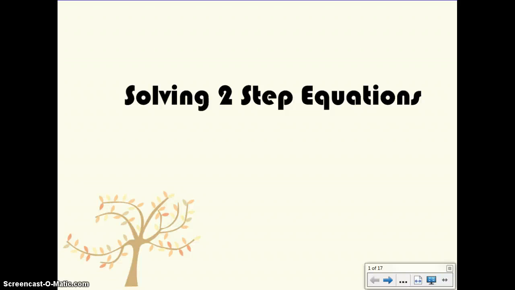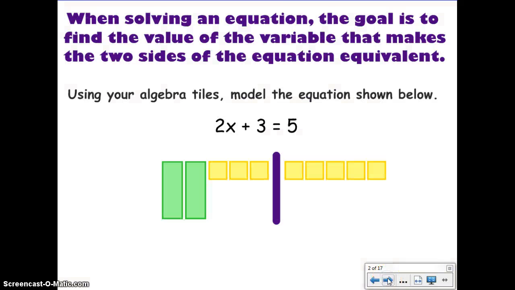Hello, and welcome to a tutorial on solving two-step equations. When solving an equation, the goal is to find the value of the variable that makes the two sides equivalent. So if we use algebra tiles, we have 2x plus 3 equals 5.